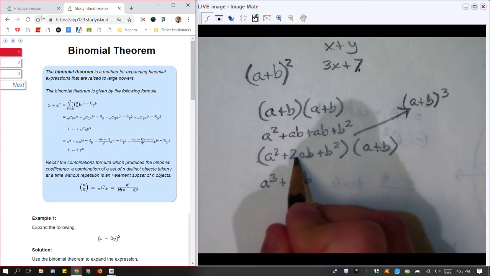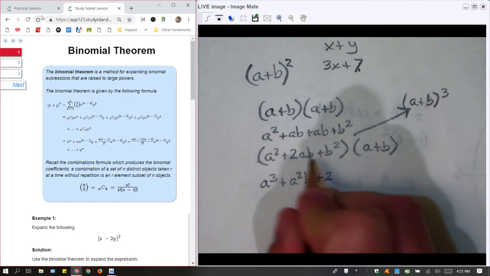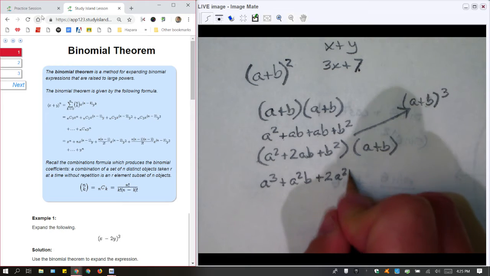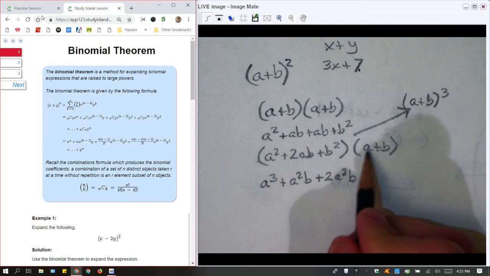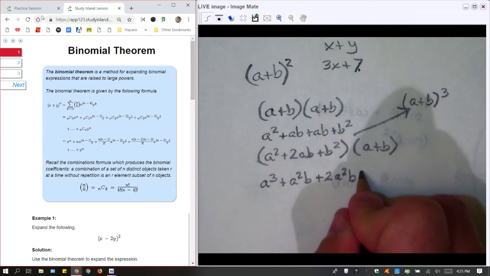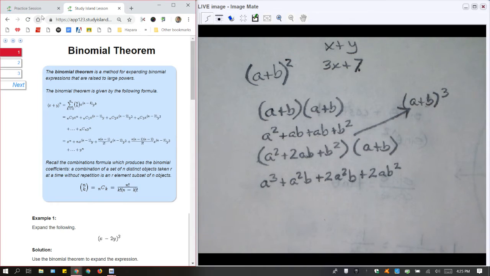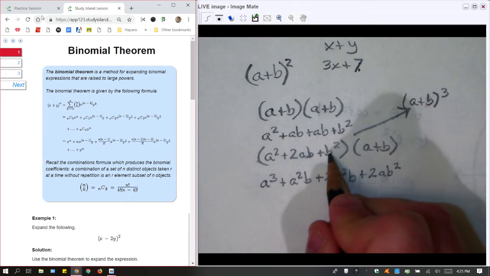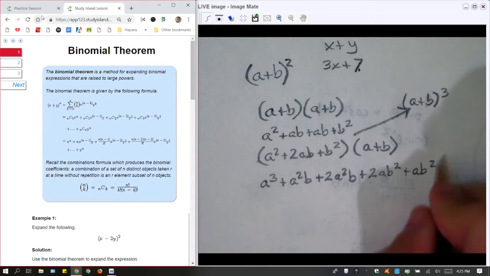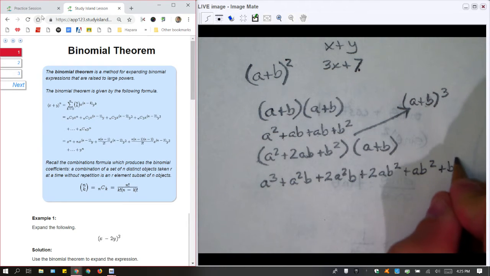And now I have 2ab times a, so I'm going to say plus 2. A times a is a squared, and then I have b, so that just stays there. So again, 2ab times a is 2a squared b. And now I have 2ab times b, which is 2 times a times b squared. And then I have b squared times a, so that's plus a times b squared. And then I have plus b squared times b, which is b to the third power.